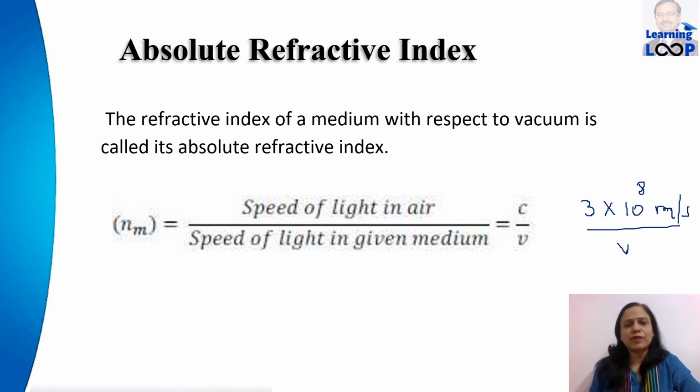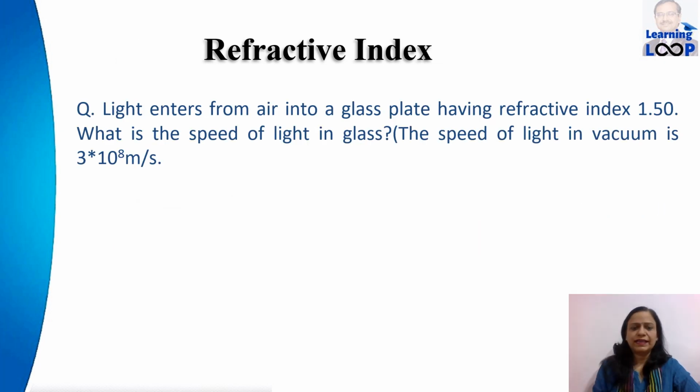So generally you get questions based on this, where either the refractive index is given and you have to find out the speed of light in the medium, or the other way around, that the speed of light in the medium is given and you have to find the refractive index. So speed of light in air or vacuum is constant and you have to memorize this value. Let us now solve a numerical problem on this.